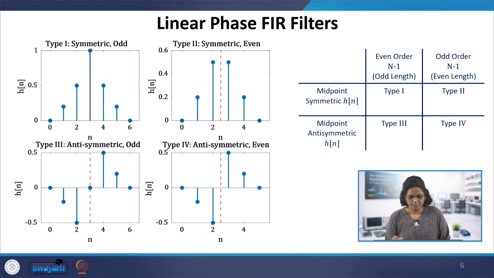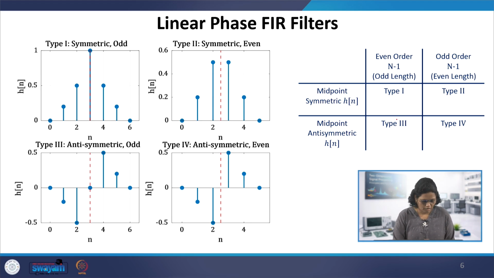So that's type 1. And if we take type 2, that's for even length, where instead of coefficients 0 to 6 we have 0 to 5, so there are 6 coefficients here, which are symmetric about 2.5. It's not 2 or 3. So this is called midpoint symmetric, but it is of even length. Okay, so that is the type 2 filter.